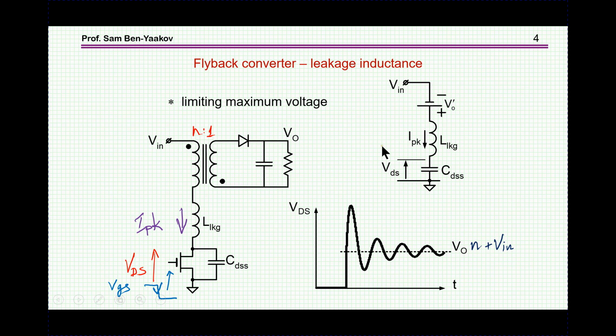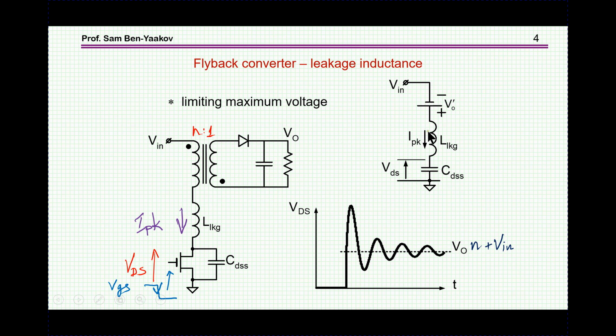So we can represent this situation by this equivalent circuit. This is the reflected voltage from the secondary to the primary, V out prime, we have the leakage, and then we have the capacitance, which represents the total capacitance in this vicinity.